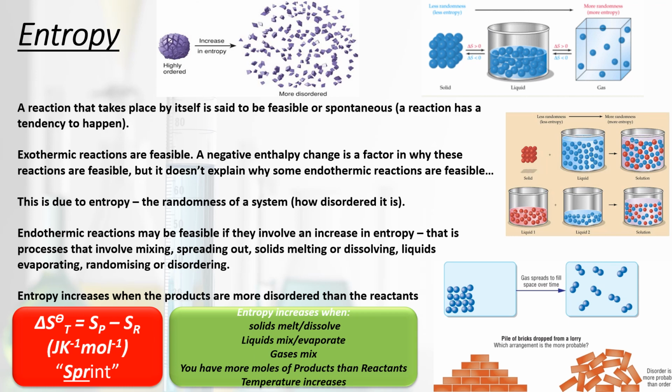So exothermic reactions are feasible. This idea that exothermic reactions give out energy from our system to the surroundings, we don't have to put any energy in to make that reaction happen. It will just happen. So it's a feasible or spontaneous process. And a negative enthalpy change that we have for an exothermic reaction is a factor in why these reactions are feasible. But it doesn't explain why some endothermic reactions are feasible.